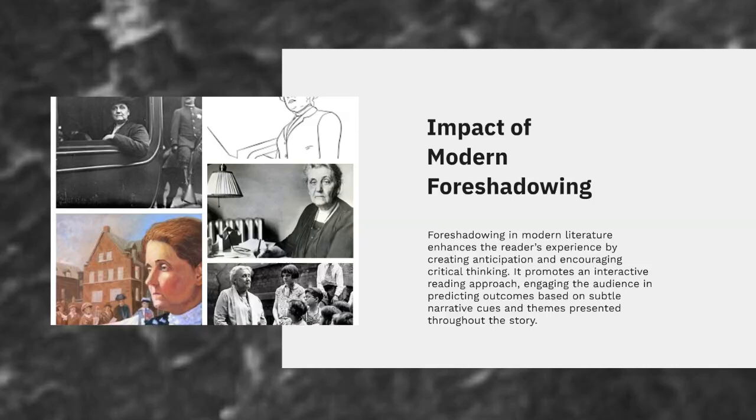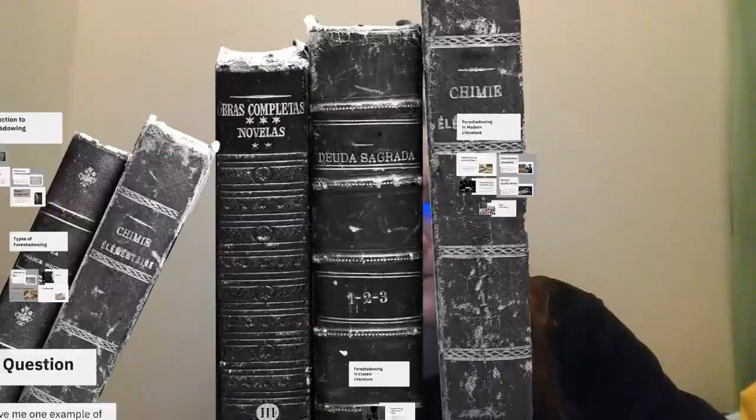Now, the impact of modern foreshadowing. Foreshadowing in modern literature enhances the reader's experience by creating anticipation and encouraging critical thinking. It promotes an interactive reading approach, engaging the audience in predicting outcomes based on subtle narrative cues and themes presented throughout the story.